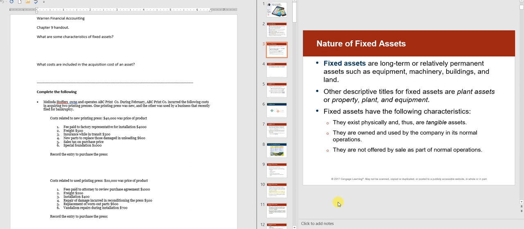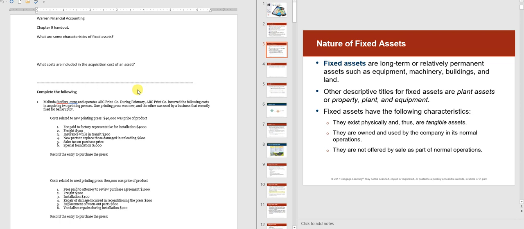Go through the Chapter 9 handout, moving back and forth between the PowerPoint and the handout. So you can pause it and just go to the places where you need help. I'm going to move through the handout chronologically from the beginning to the end, so if you need to fast forward it, you can. But what are some characteristics of fixed assets?